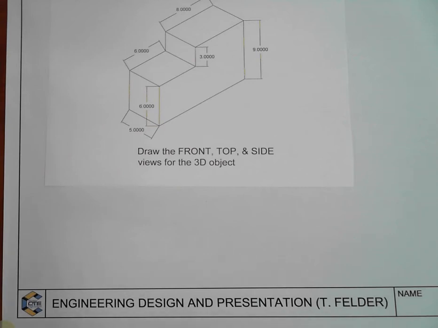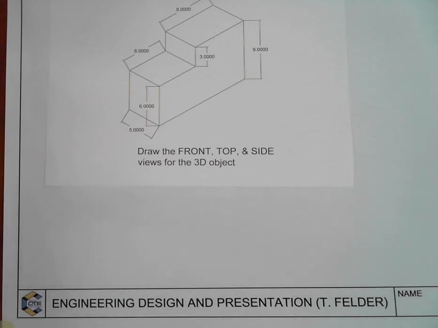So, in the last lessons, we talked about drawing and drafting views. Now, we know that each object has 6 views. You have the front, you have the back, you have the top, the bottom, and then you have 2 sides.